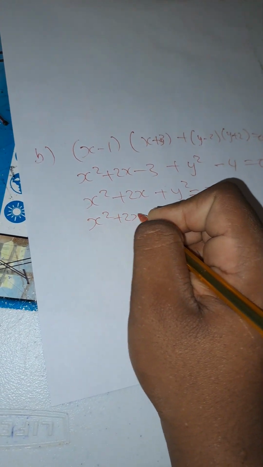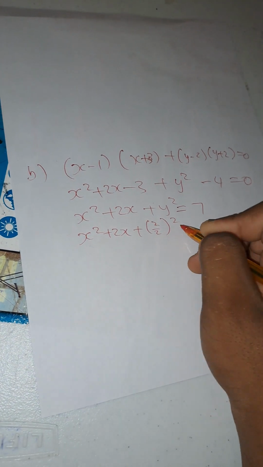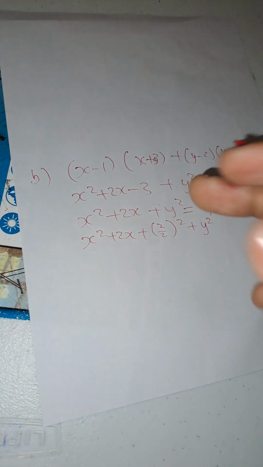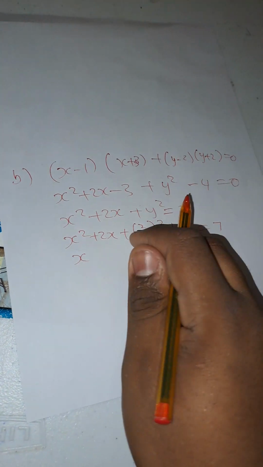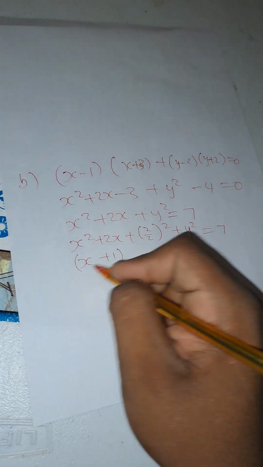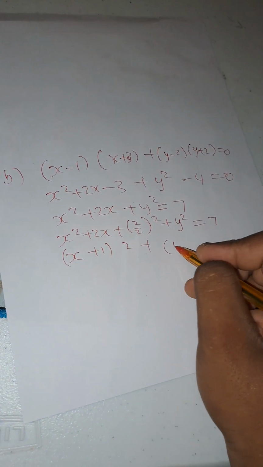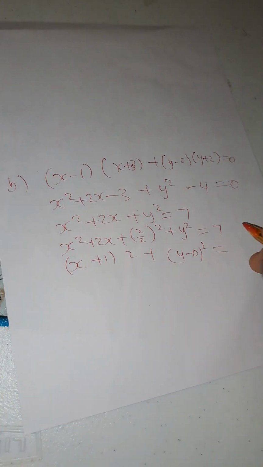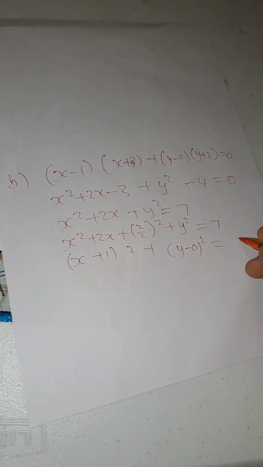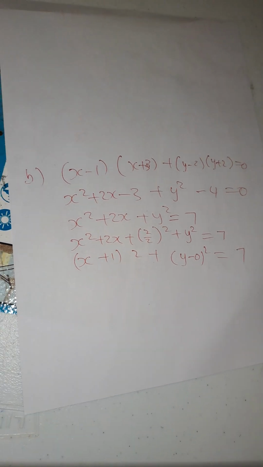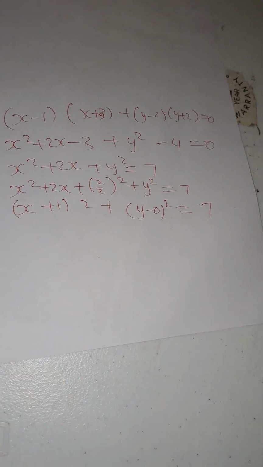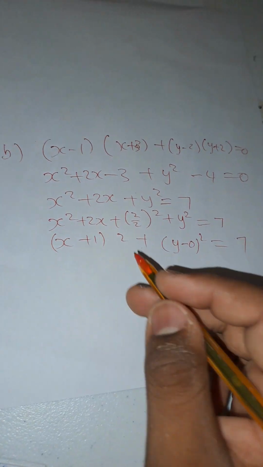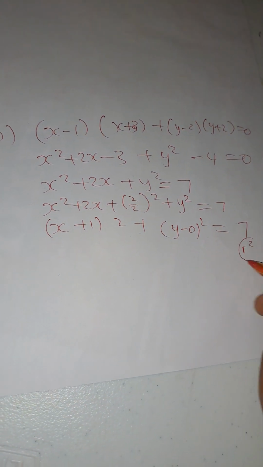So let me complete the square. It will be x² + 2x + (2/2)² + y². But this one doesn't have a value, so let me just leave it like that. This equals 7. What is 2 over 2? It will be (x + 1)² + (y − 0)² = 7. Then let me continue with my maths. This is already my equation, and don't forget this is represented as r².